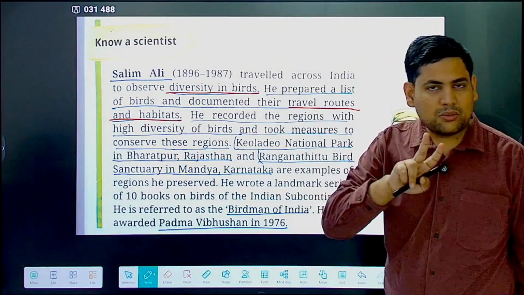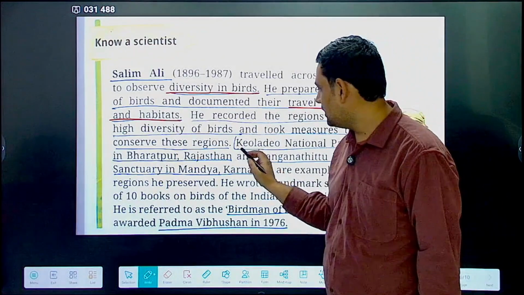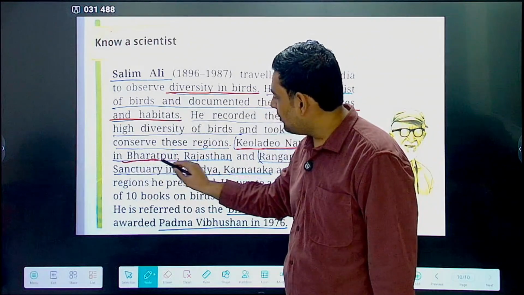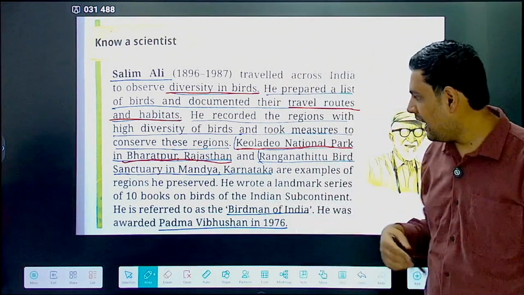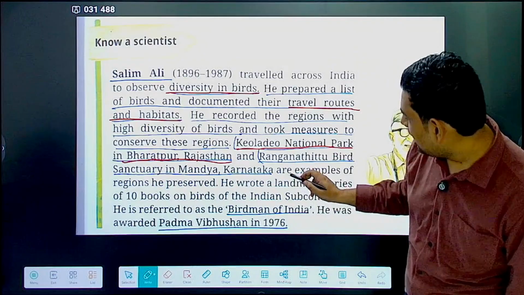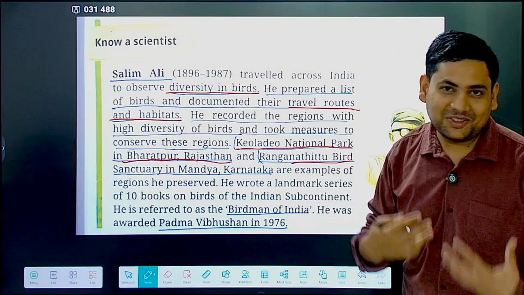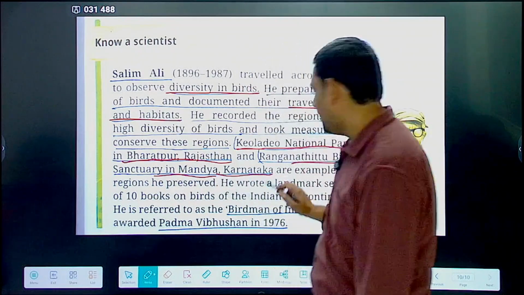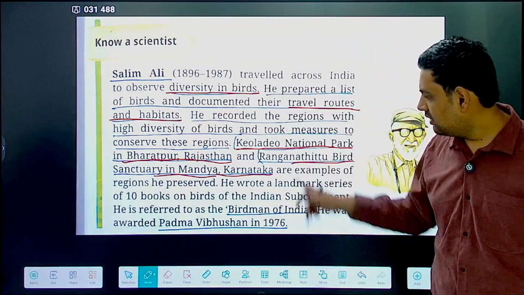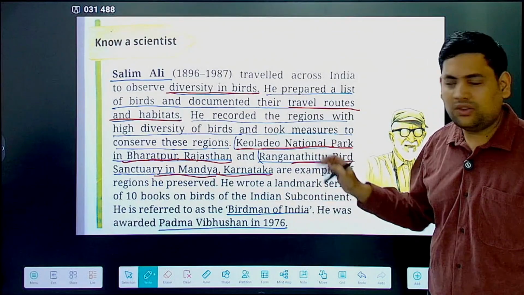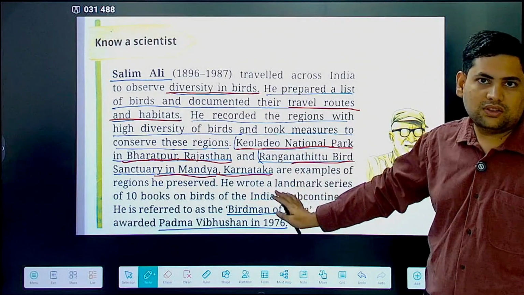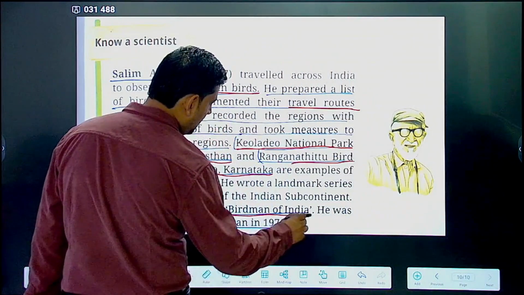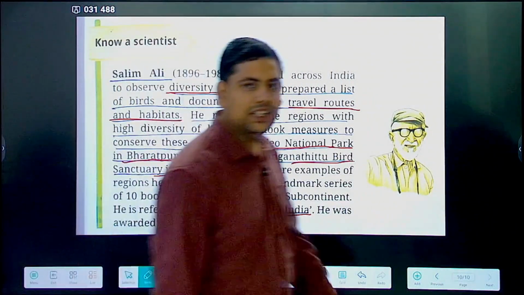Then he mainly worked for two places. One is Keoladeo National Park in Bharatpur. You also might have heard of Bharatpur Bird Sanctuary, and the other is Ranganathittu Bird Sanctuary in Mandya, Karnataka. I don't know the pronunciation, you would know better. So these are two of his main contributions. He tried to conserve these areas for the birds. Of course, he is also called the Birdman of India, and he got the Padma Vibhushan in 1976.